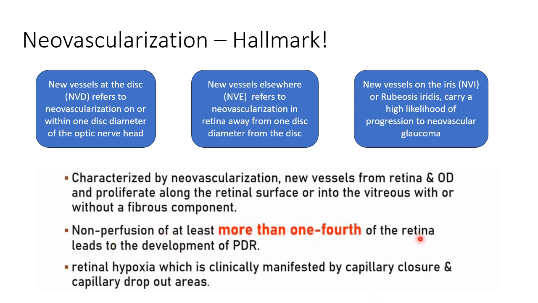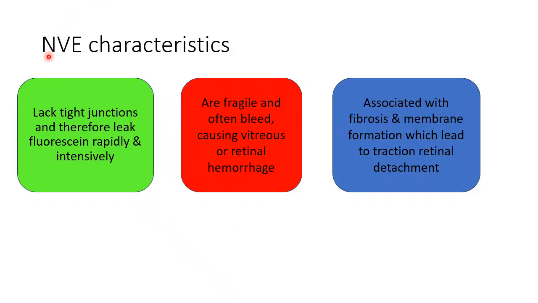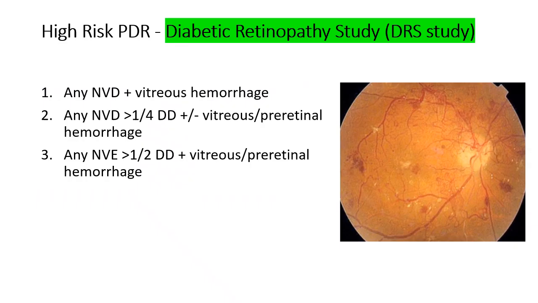Non-perfusion of at least more than 1/4 of the retina would cause development of PDR. So for proliferative changes to develop, at least 1/4 of the retina should be compromised. Retinal hypoxia is clinically manifested by capillary closure and capillary dropout areas, both of which appear as dark areas on FFA. The characteristics of NVE, I already told you, they lack tight junctions, so they leak fluorescein. They also leak other things like fluid, blood. They are fragile and they bleed and cause vitreous or retinal hemorrhage, and they can be associated with fibrosis and membrane formation, which ultimately leads to tractional retinal detachment.